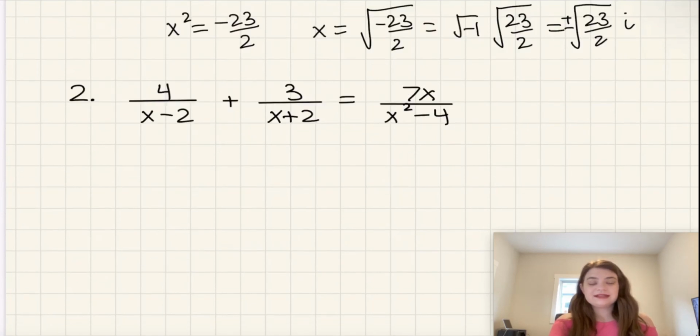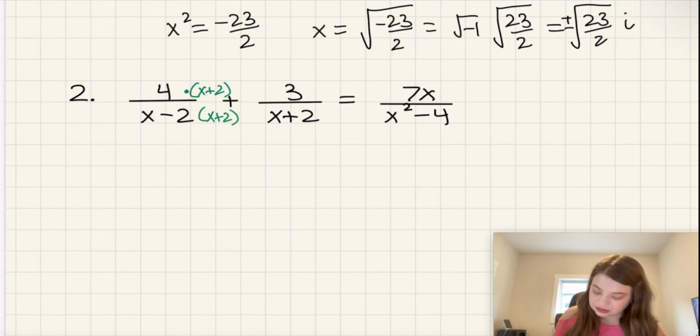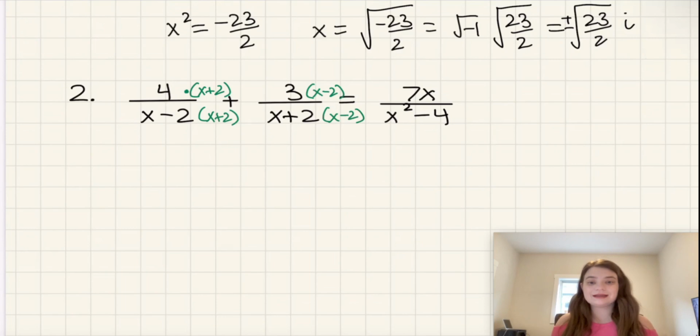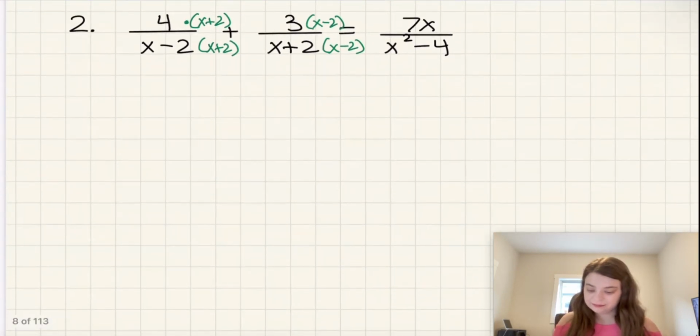All right, so for the second question, the first thing I want to do is combine the fractions that we have here. So in order to combine the fractions on our left side, what I need to do is get the denominators to be equal. To do that, I'm going to multiply the first fraction, numerator and denominator, by x plus 2. And then I'm going to multiply numerator and denominator of the second fraction by x minus 2, like that.